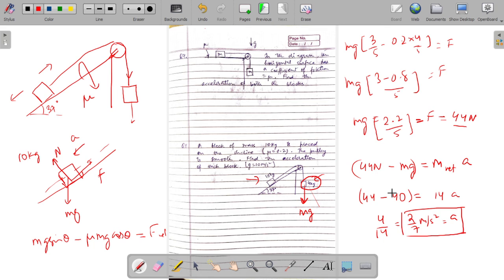And from that 44 newton, we subtracted the gravitational force acting on the 4 kg mass to get the net acceleration of the system. So you would see the tension in the system, but they would simply cancel out. And the only forces which are driving the system are the gravitational forces. So that helped us in getting the value of acceleration of both the blocks.